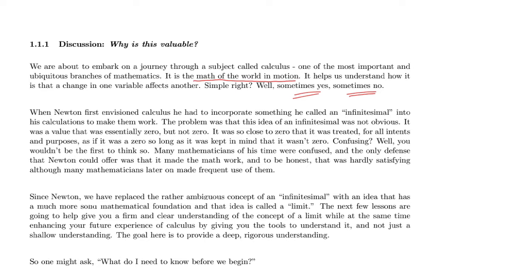Now, when Newton first envisioned calculus, he had to use something that he called an infinitesimal. Okay, and those were required to make his calculations work. Now, here's the issue with it: the concept was not obvious. It was not 100% clear. And so, like it says here, it was a value that was essentially zero, but not zero. It was so close to zero that you could treat it as if it was zero, as long as you kept in mind that it wasn't zero. And like the question asks there, is that confusing?